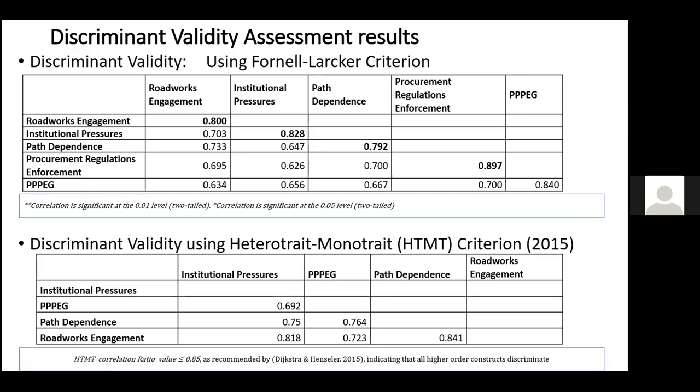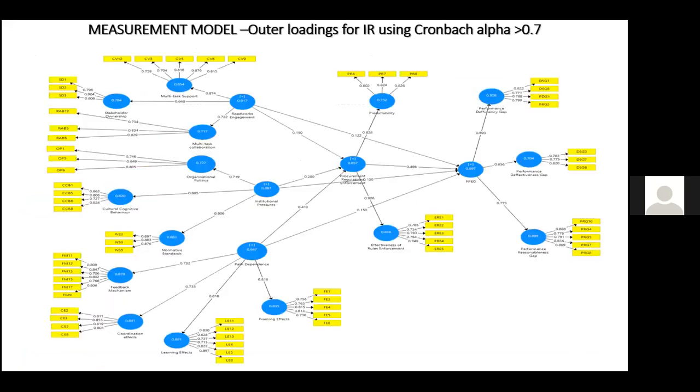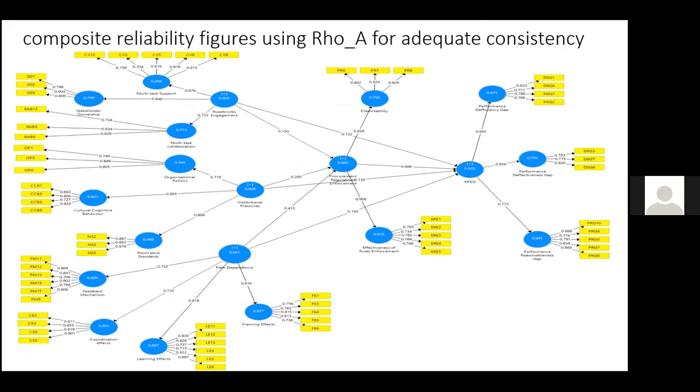And these are the different tables showing discriminant validity using both the Fornell-Larcker criterion and the heterotrait-monotrait criterion, where all values were above 0.7. So the values in the blue circles are clearly above 0.7, to prove that convergent validity was achieved.